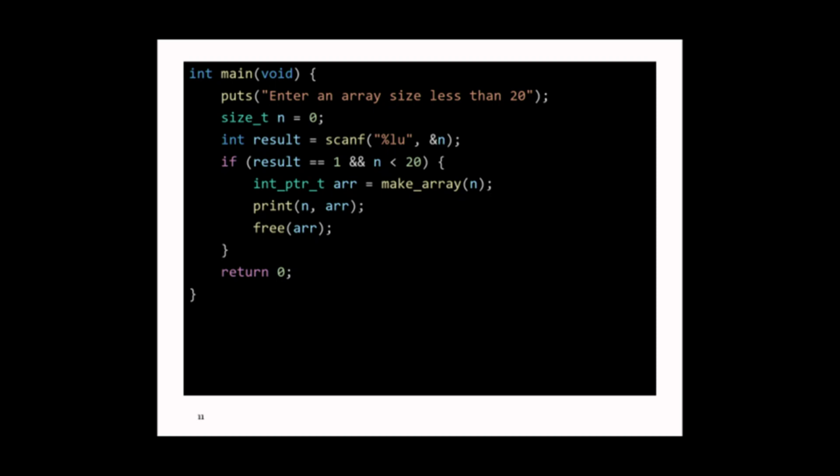And then the rest of the program works the same way. When you make an array, you can store the result in a variable whose type is now int_pointer_type. But again, really that's just int star. All right, so let's look at a slightly more useful example of a typedef.